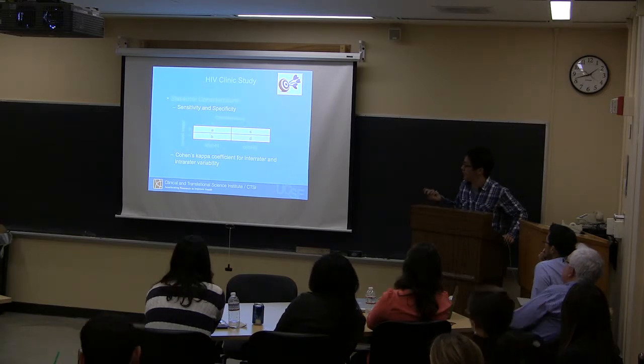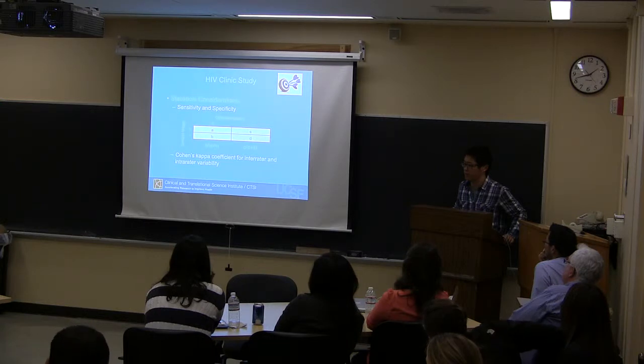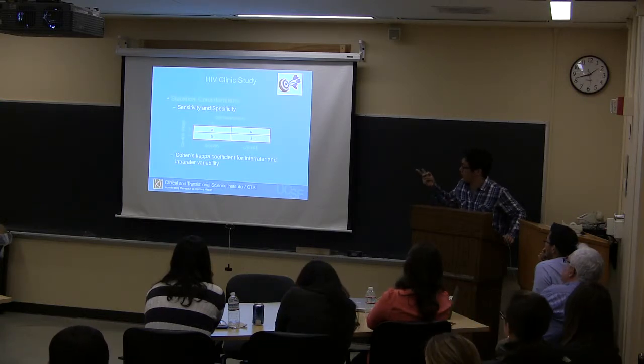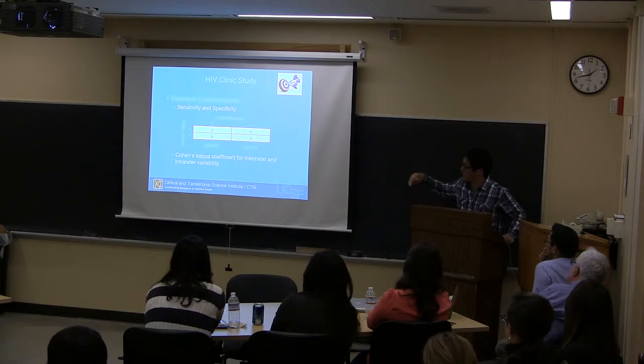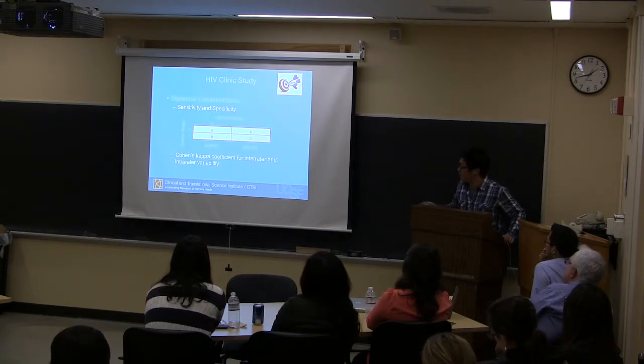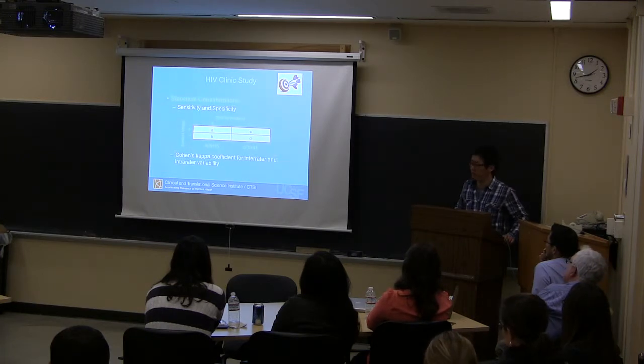So this is our favorite table that we see a lot. We have the gold standard on the top, and the diagnostic test, the central image or also the mosaic image, on the left. And then we just use that to calculate the sensitivity and the specificity here. And we'll be looking at the inter-rater and intra-rater variability using something called Cohen's kappa coefficient.